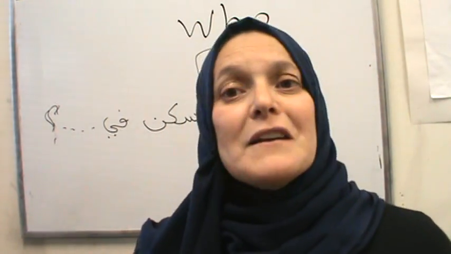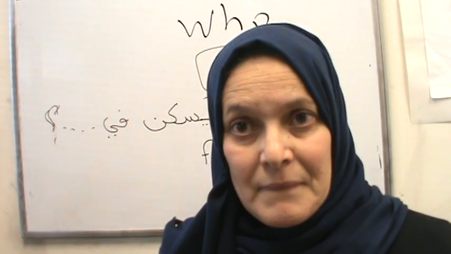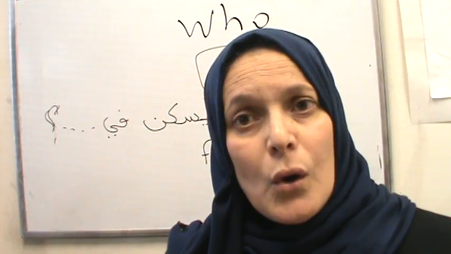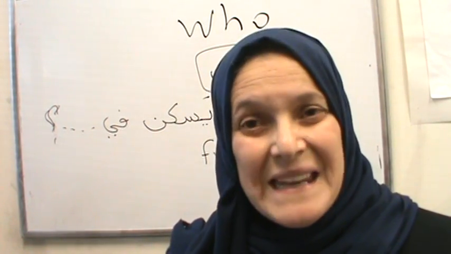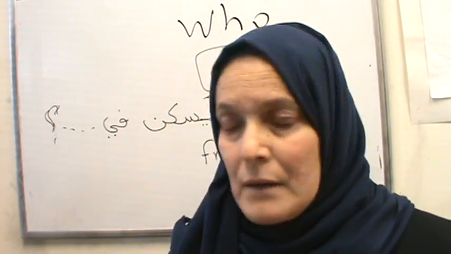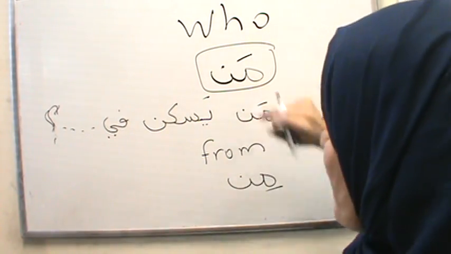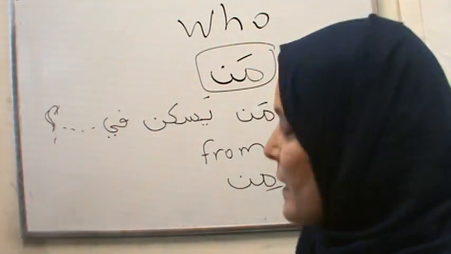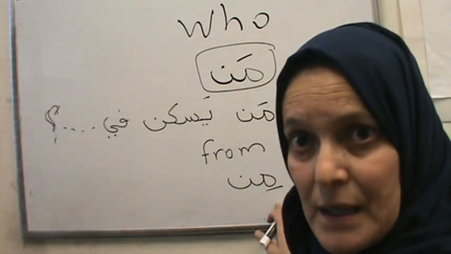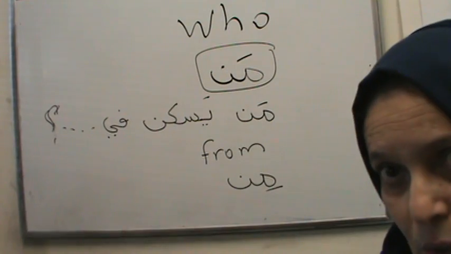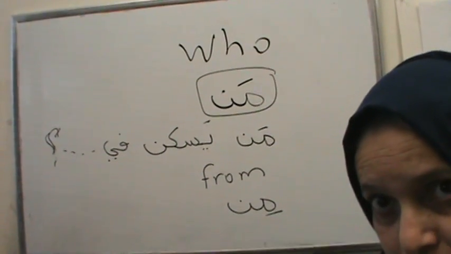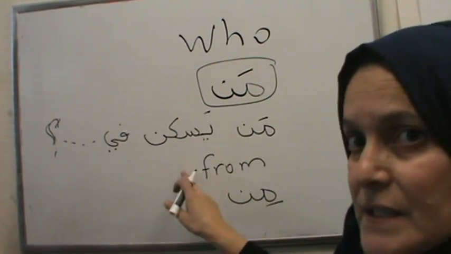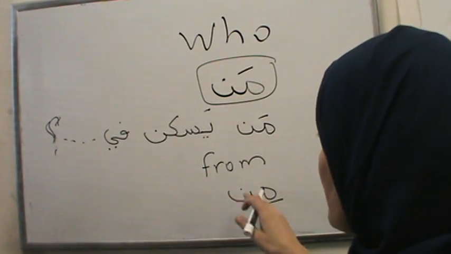أنا من دنفر. وأنت من أين أنت? Where are you from? من أين, from where? Okay, so who is the men? And since who and the from spell the same way, I wanted to show it to you. So again, who is من. Example, من يسكن في. From is من.